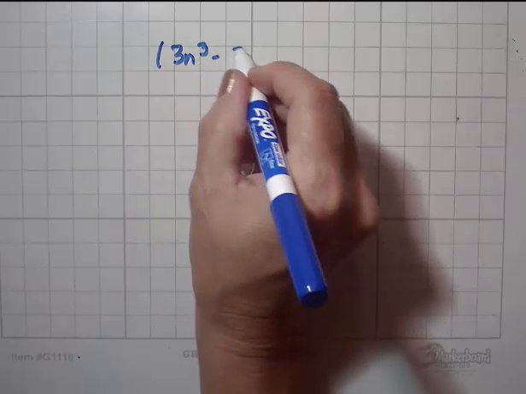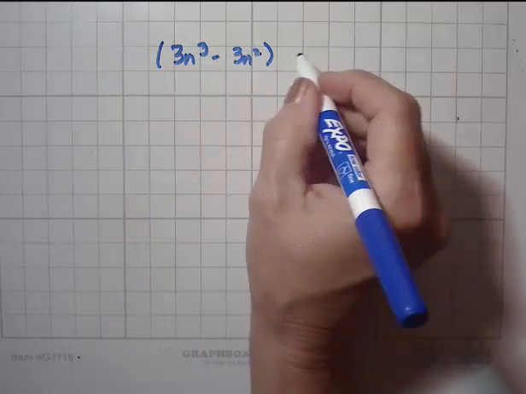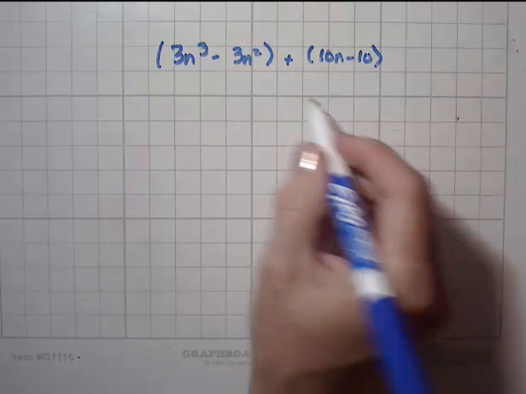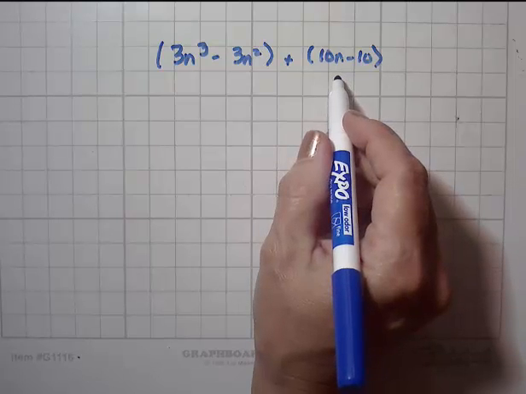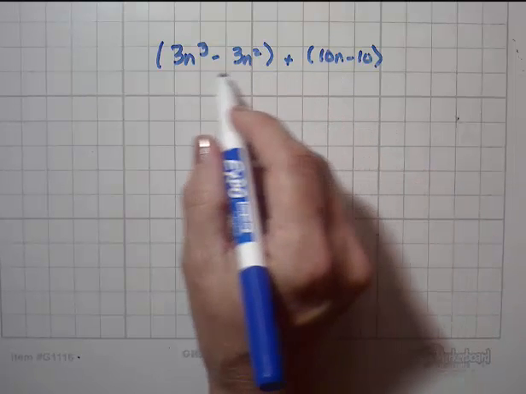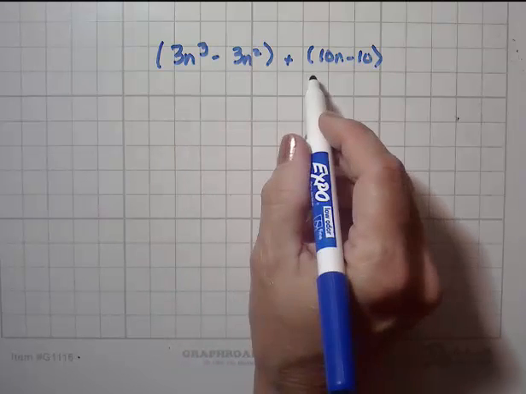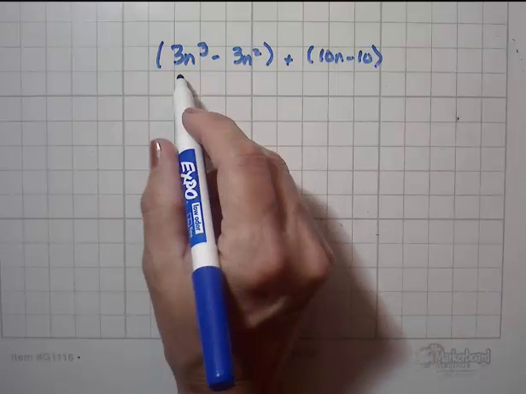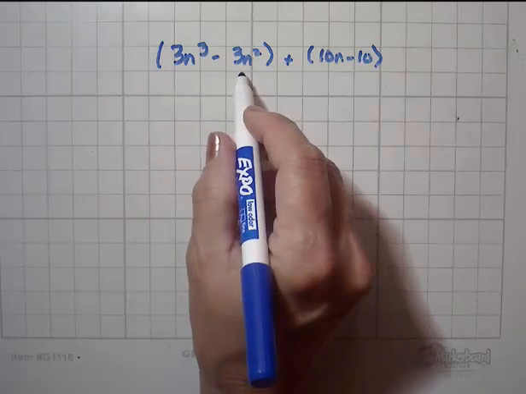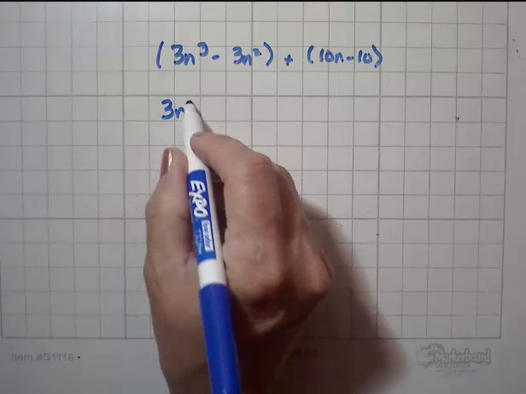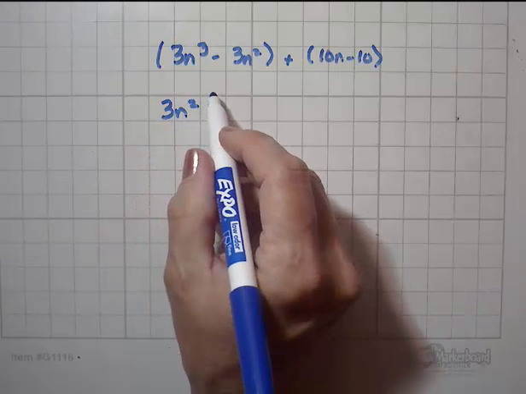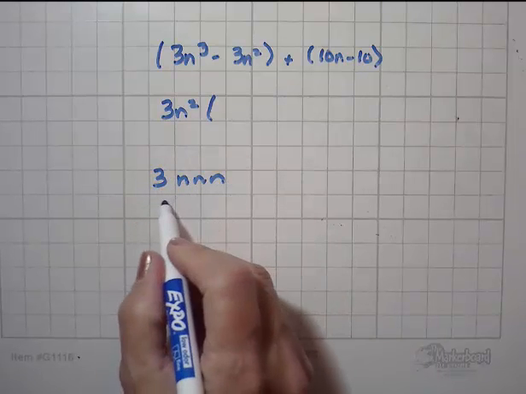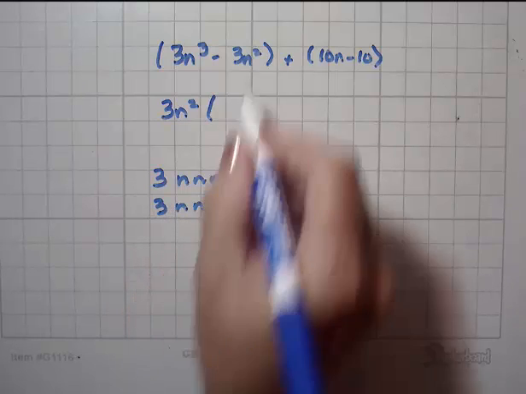3n cubed minus 3n squared, and to that we're adding 10n minus 10. Now you may see this problem without the parentheses, or maybe you do. If you don't see parentheses, put parentheses around the first two terms and the last two terms. Now I'm going to look at these first two terms, 3n cubed and 3n squared. And by looking at those, I see that they have a 3n squared in common.